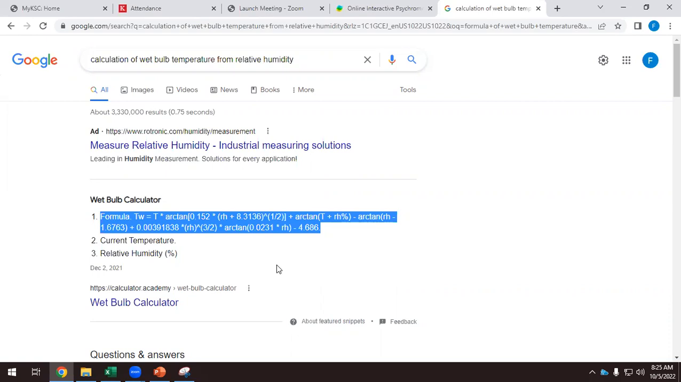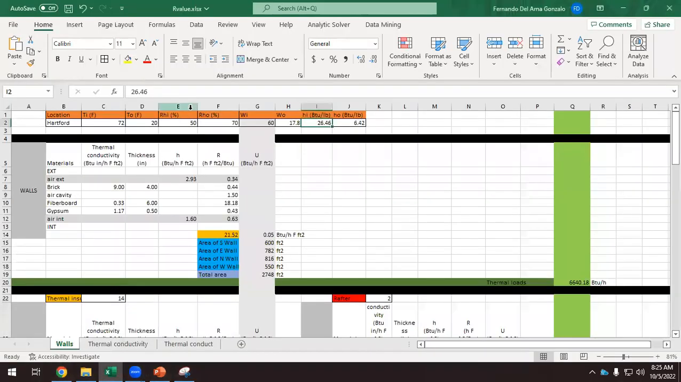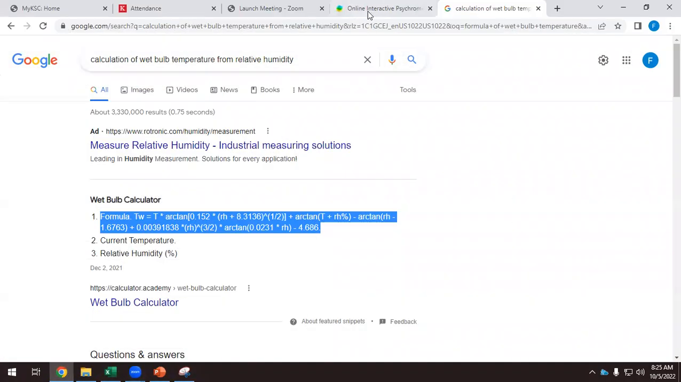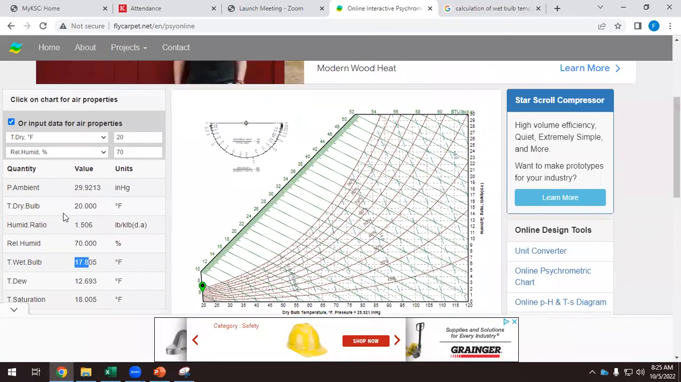No, it's not 1H. This is a symbol. I think this is humidity ratio. And we have another arctangent, the temperature plus this plus arctangent. Okay, so it's a quite simple formula. No, it's not simple. Okay, but there is a way to do it. The only thing we can do that in Excel. But this is what this simulator does, the interactive online one.